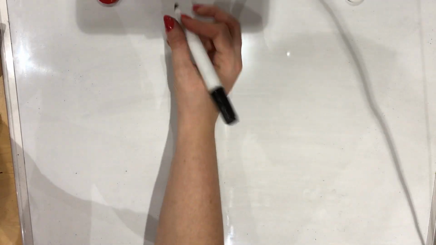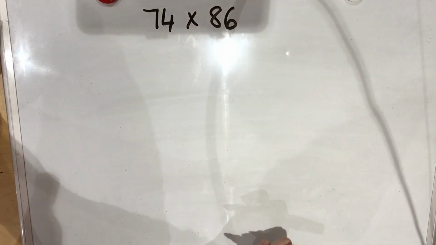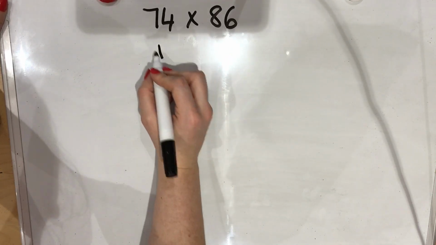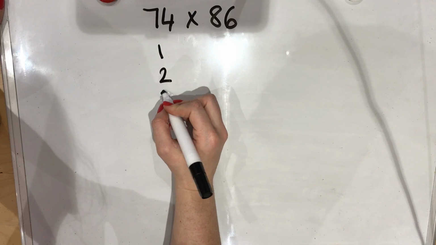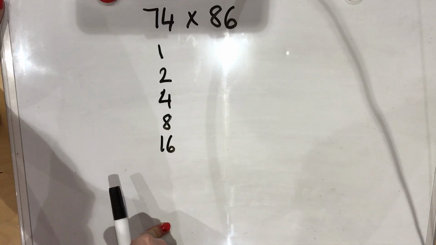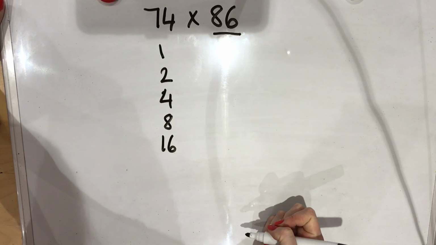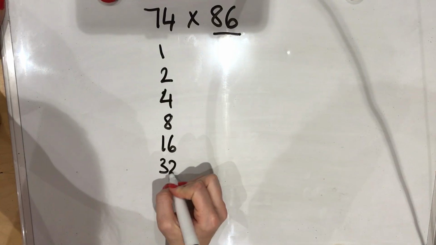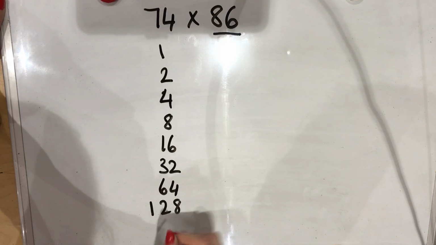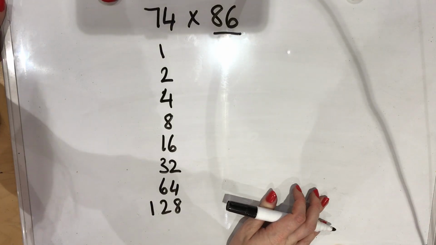So let's say we've got 74 multiplied by 86. First things first, you're going to write 1 and double it. 2, double it, 4, 8, 16. And you're going to keep doubling it until you get to a number larger than 86. So 16 times 2 is 32. 32 times 2 is 64. 64 times 2 is 128. Now 128 is larger than 86, so I'm going to stop now.